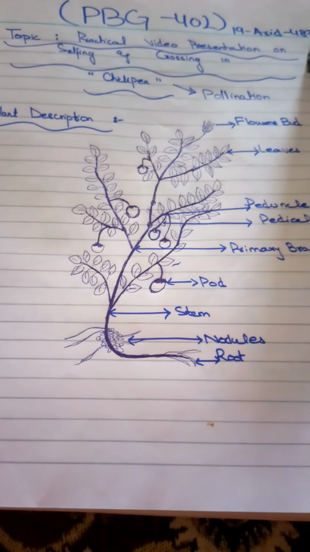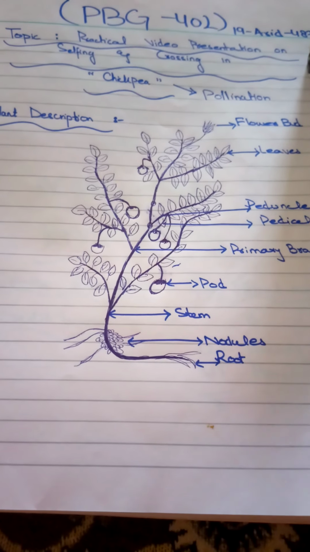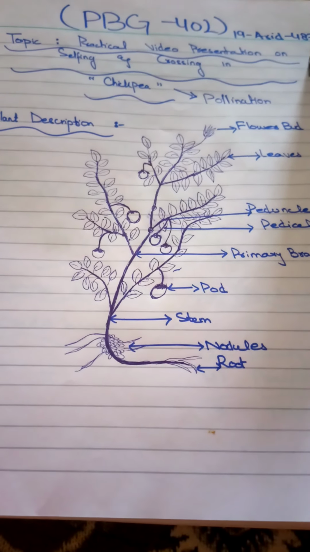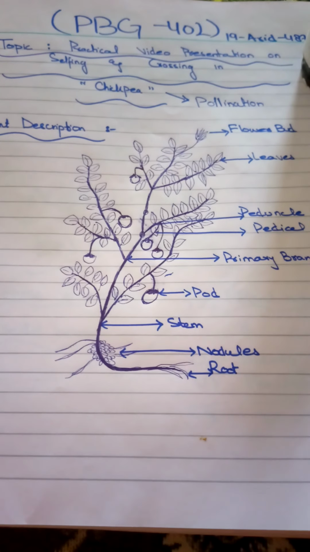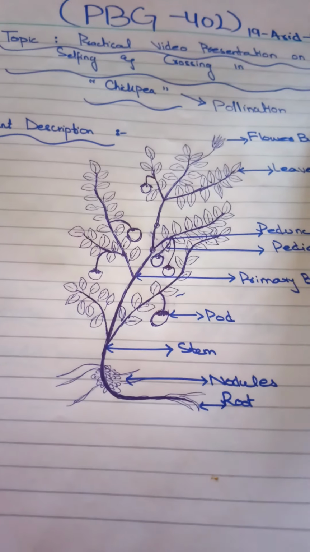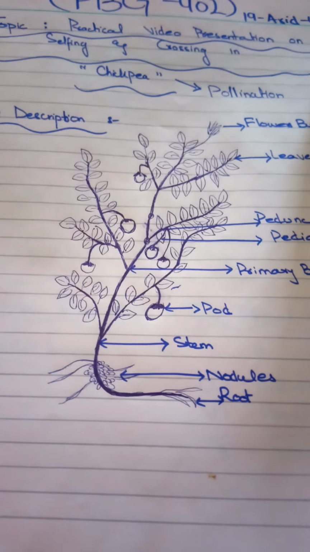This video is about my subject PBG with the course code 402. The topic of this video is chickpea. In this video, I will introduce you to how we can do pollination in chickpea. But before going into the description about pollination, first of all, I will introduce you to the plant structure.